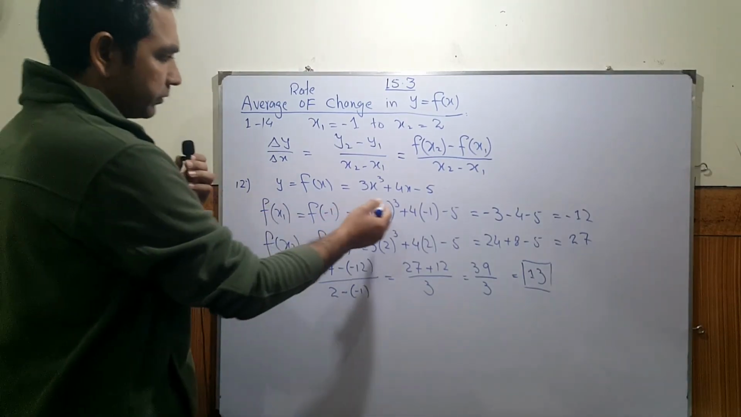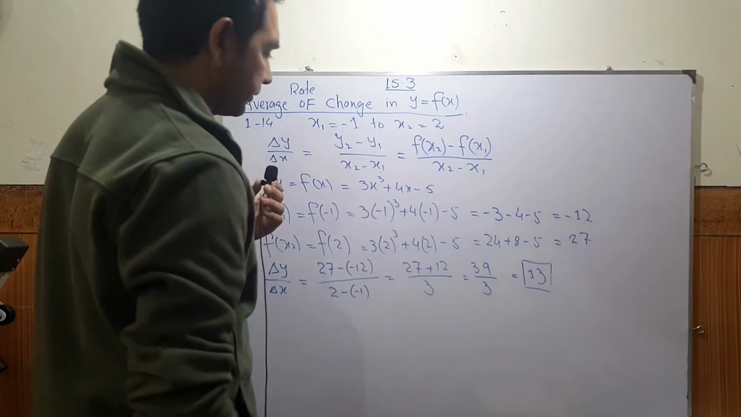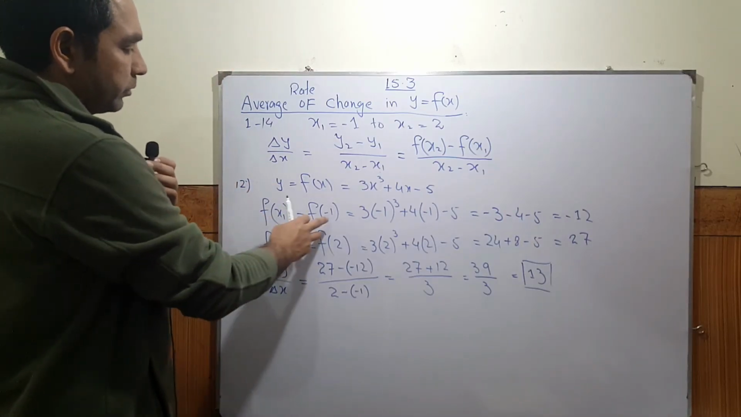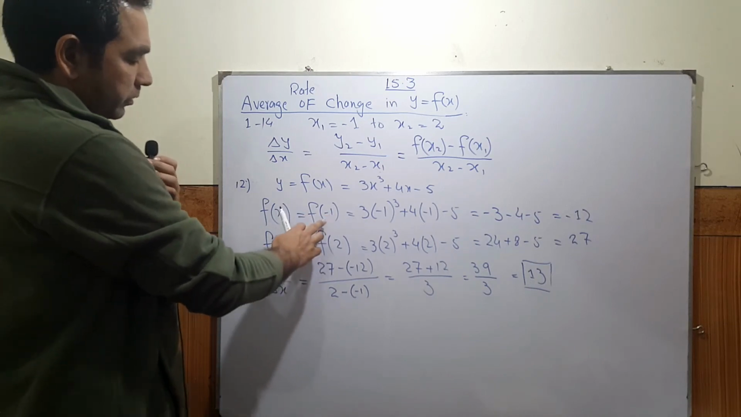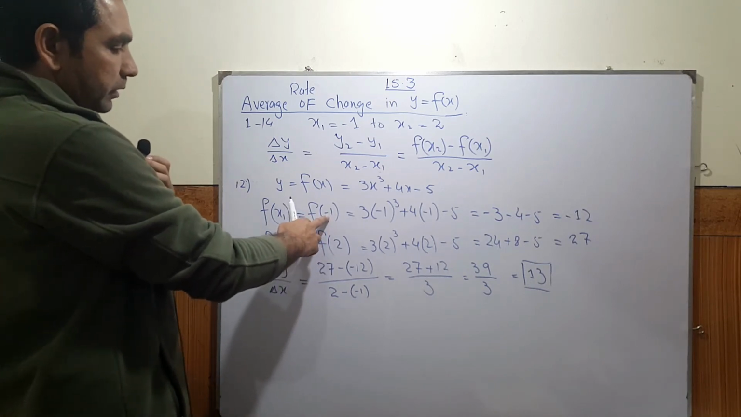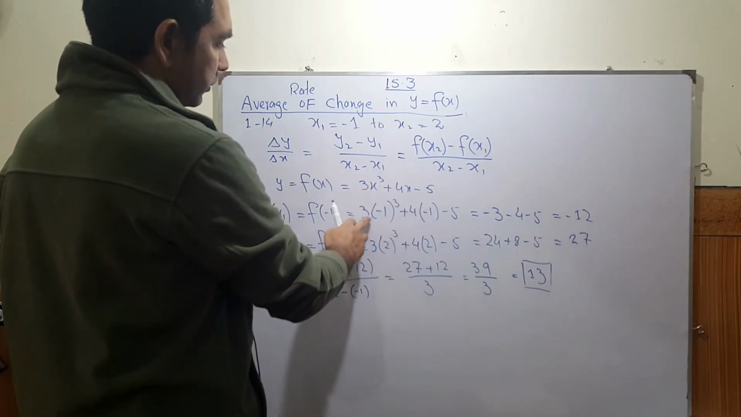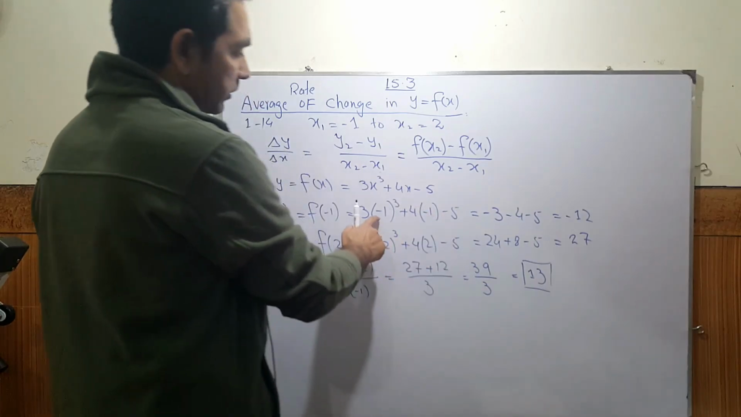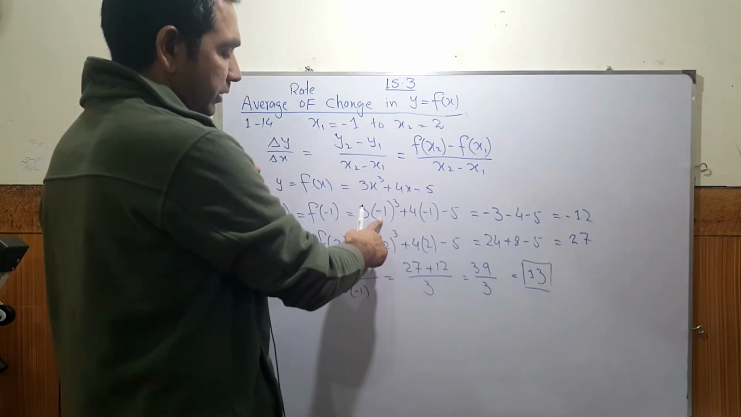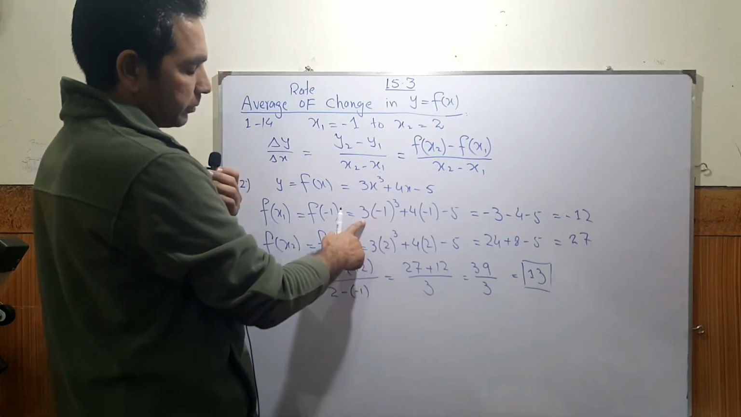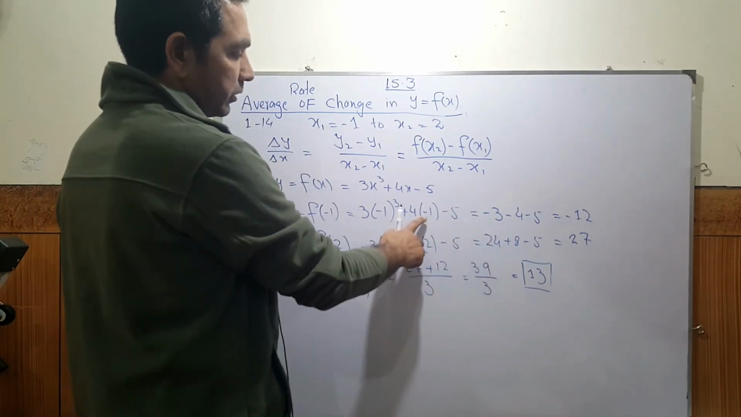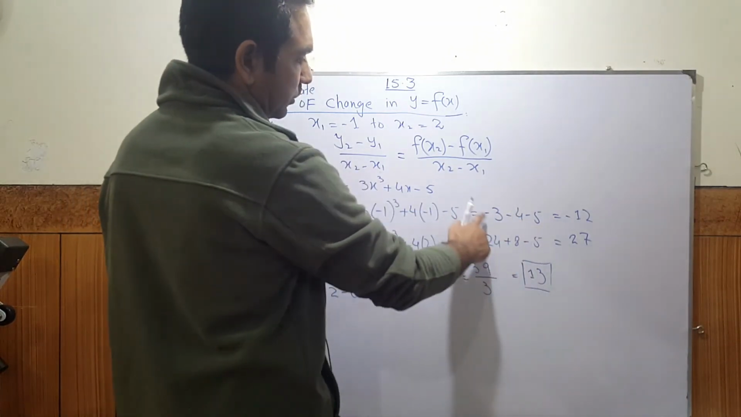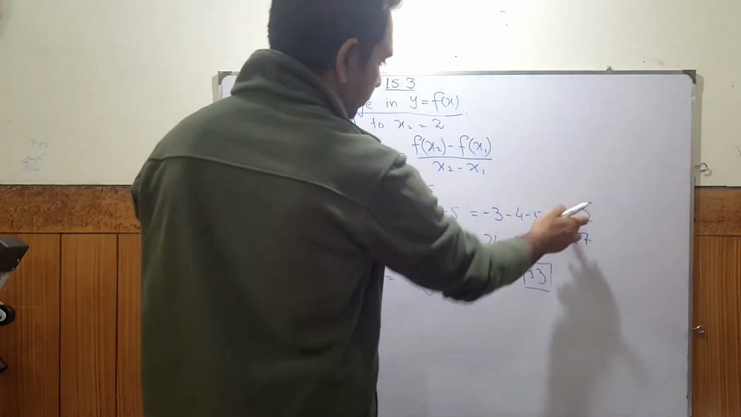In question 12, the function is 3x cubed plus 4x minus 5. Again we have to find f of x1 and f of x2. x1 is minus 1 and x2 is 2. So we replace x by minus 1 in this function: 3 times minus 1 power 3 plus 4 times minus 1 minus 5. Minus 1 times minus 1 times minus 1 gives us minus 1, and multiplied by 3 gives us minus 3. Minus 1 times plus 4 gives us minus 4, and minus 5 as it is. If you add all of them, that gives you minus 12.